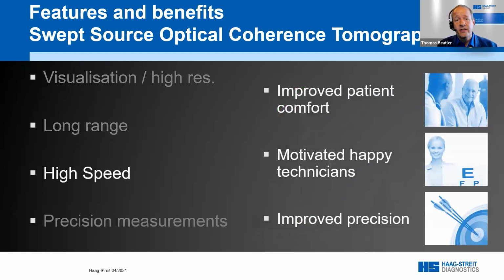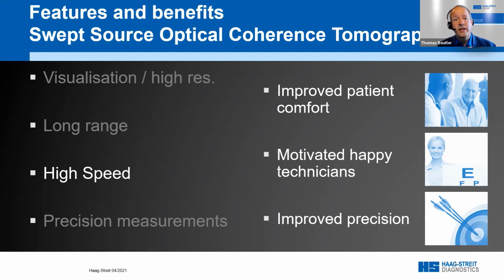Then speed is also key in the whole game. Speed, first of all, improves the patient comfort. You all know how quickly patients are tiring. So the longer the event goes, the more tiring they get, the less cooperative a patient becomes. So speed is key to have the patient relaxed, to have the patient cooperative. And this again improves your measurement precision, your measurement quality.